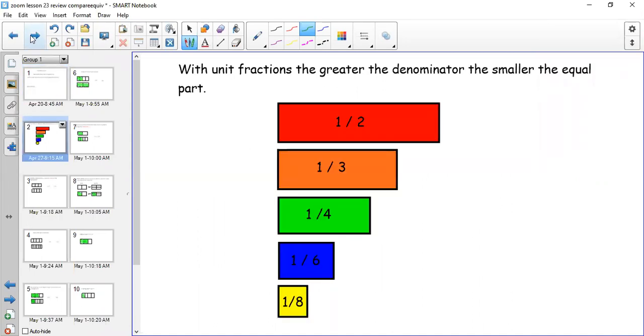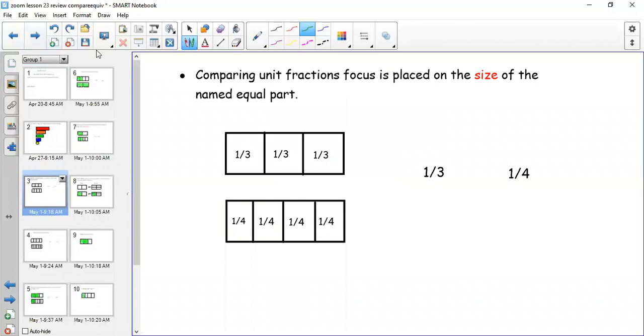This week, we learned the great relationship between the denominator and the size of the equal part. And we found that as the denominator increases, the size of the actual equal part gets smaller. And this can help us when comparing unit fractions because focus is placed on the size of the named equal part. Let's compare 1/3 and 1/4.